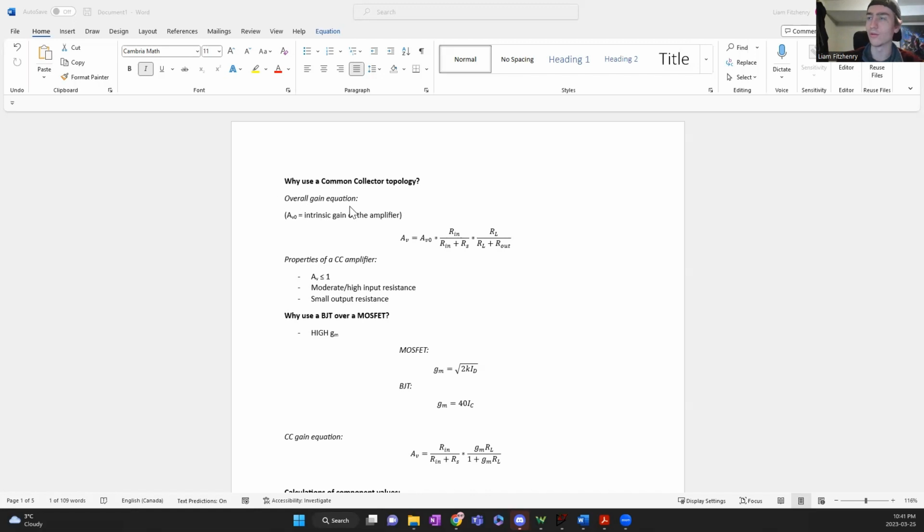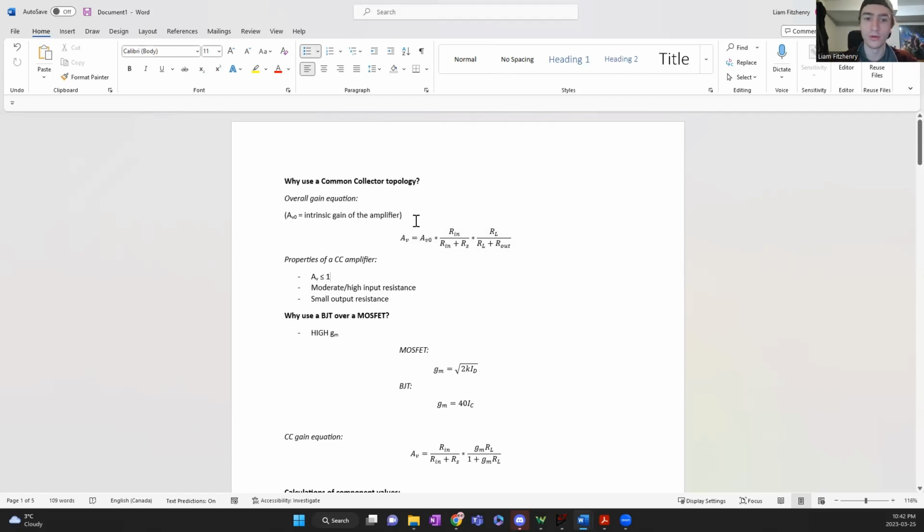I started with this overall gain equation, which basically describes the gain of the overall amplifier in three parts. We have a voltage divider here with the source resistance of the source and the input resistance of the amplifier. Then that voltage is again divided further with the output resistance of your amplifier and the load resistance that you're using. And you can think of this AV0 term as the intrinsic gain of the amplifier. That's as if there were no internal source resistance, no load resistance, and you just delivered the input directly to the base of the transistor.